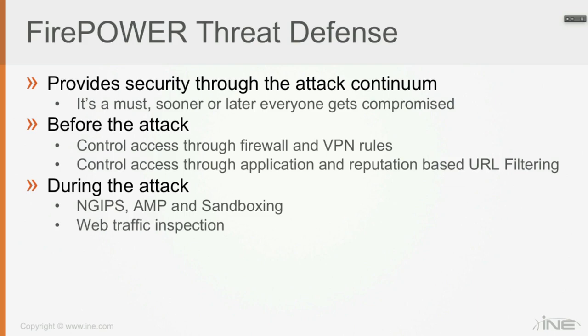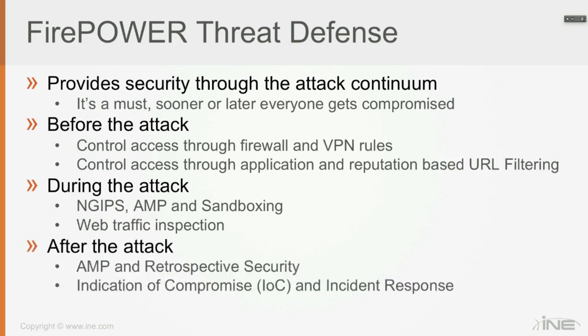And of course, in the end, we may still get infected, so we have to be protected also after the attack has happened. And we'll speak in a couple of slides later on how that works. How does AMP, through what is called retrospective security, allow you as the security department to identify that a host got compromised with something which was completely unknown, and to quickly quarantine and remediate that.